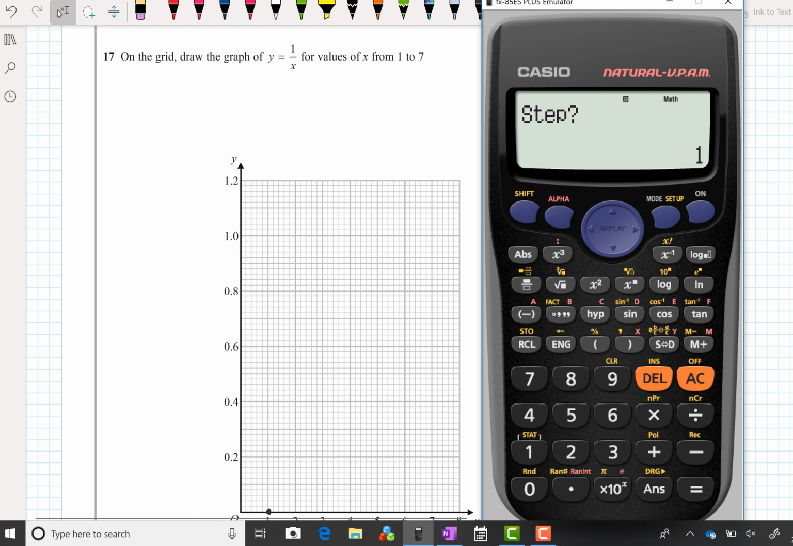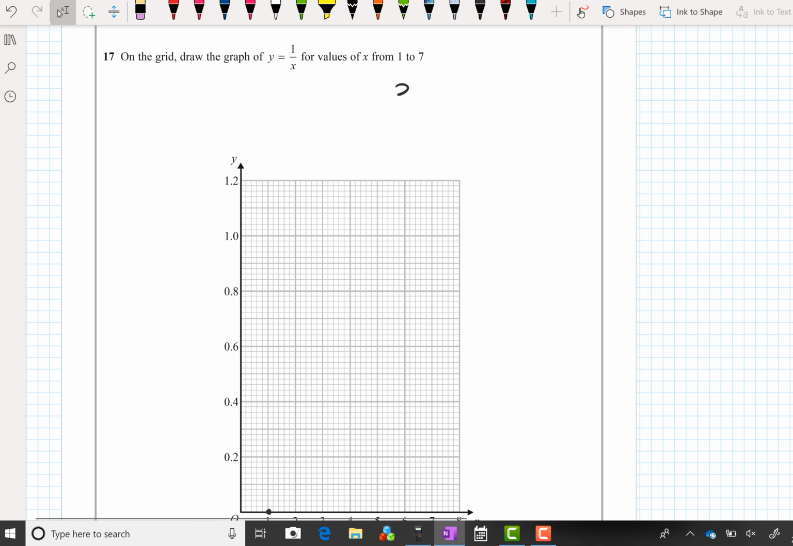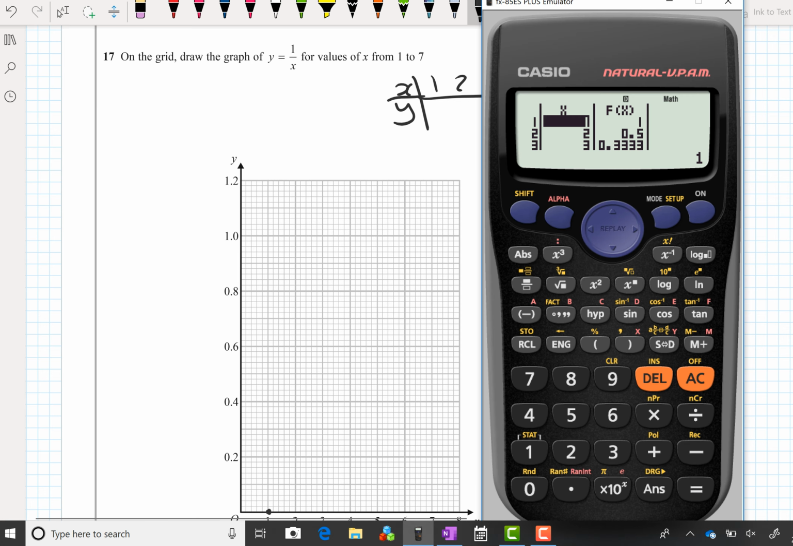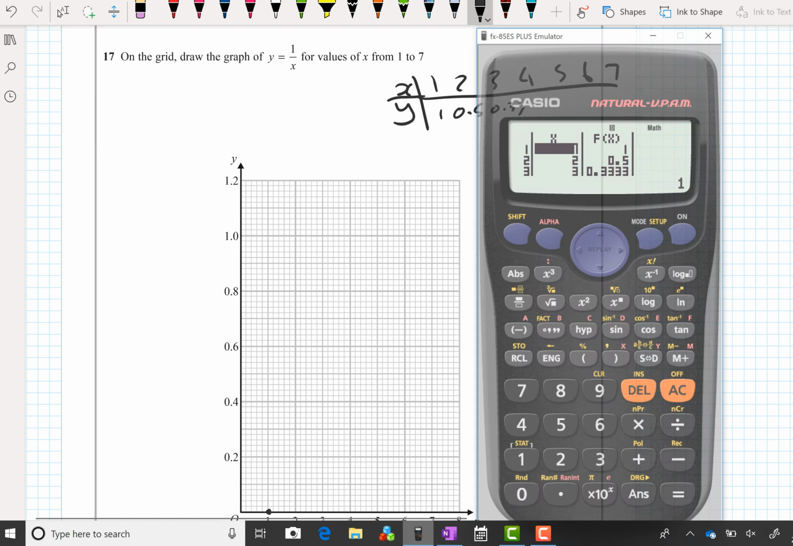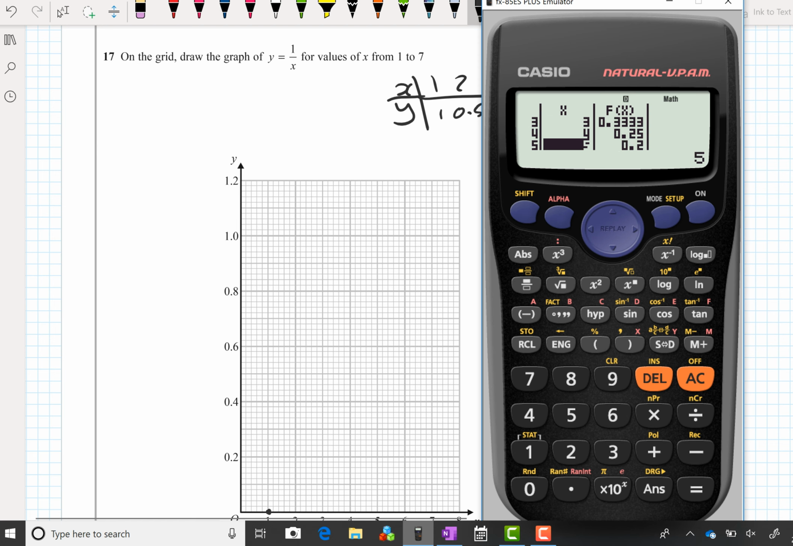In total, I have 7 coordinates. When x is 1, y is 1. It says here, when x is 1, y is 1, right? So x, y, getting a table of values. This always gets you a mark. 1, 2, 3, 4, 5, 6, 7. 1, 0.5, 0.33. Recurring, which is a third. Keep coming down. 0.25. When x is 4, this is 0.25.